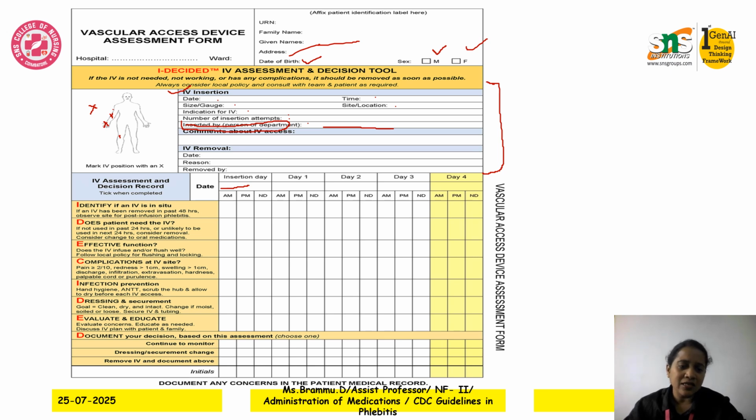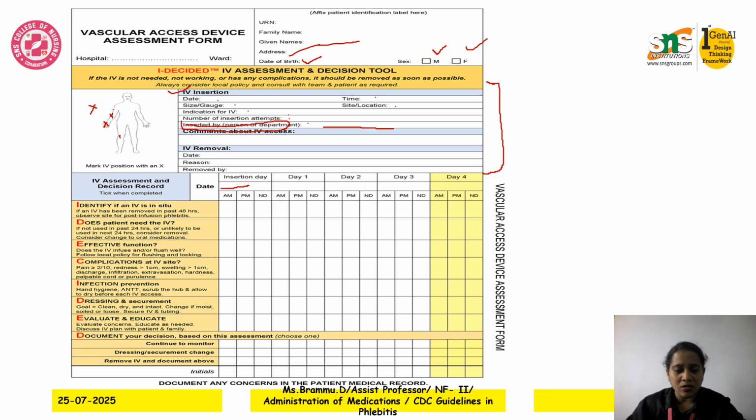You can see there is a small mnemonic, I DECIDE. I stands for identify if an IV is in situ. D, does the patient need the IV line. E, effective function, whether it is working properly, whether we have done a heparin flush and locked the line. C stands for complication at the IV site. I stands for infection prevention, like hub decontamination and hand hygiene and all those. D stands for dressing and securement. E for evaluate and educate the patient, what are the do's and don'ts, as well as the family members. And D, document your decision based on the assessment.